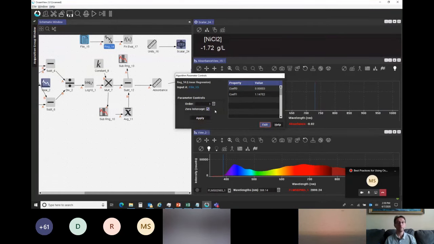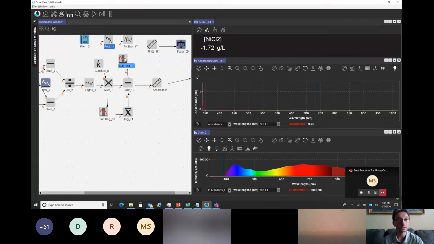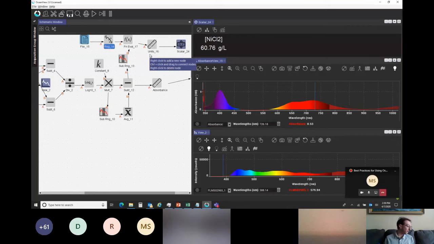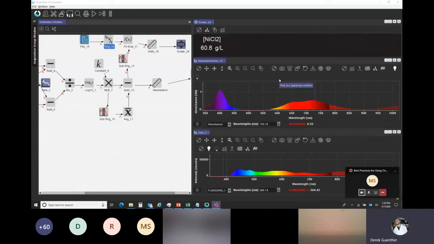So now if we plug this into here and this into here, let's see if we pop in our 60 again. Ta-da, there we go. So now think about what we've done here. We have successfully created a nickel chloride concentration monitor that has active baseline correction built into it. So if there's any shifts in the optics or so on, it corrects for that.